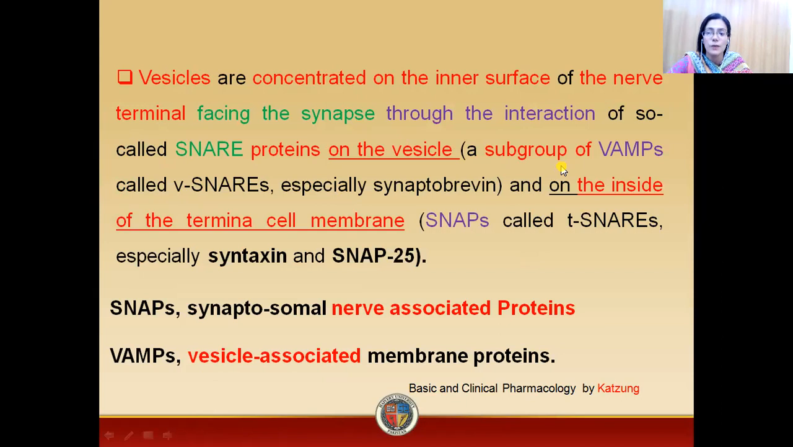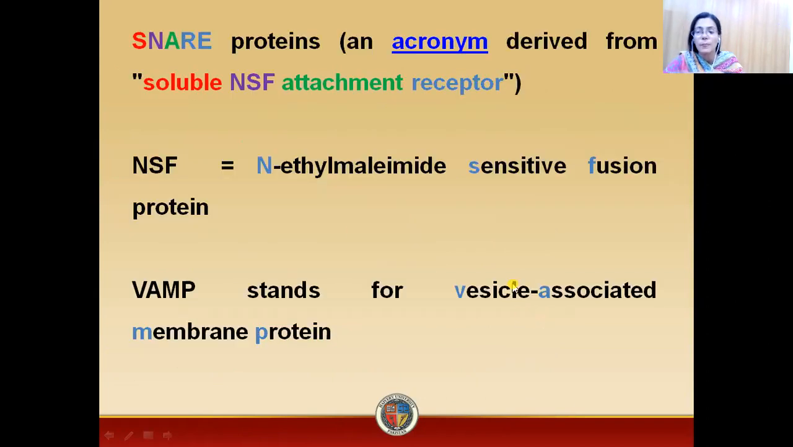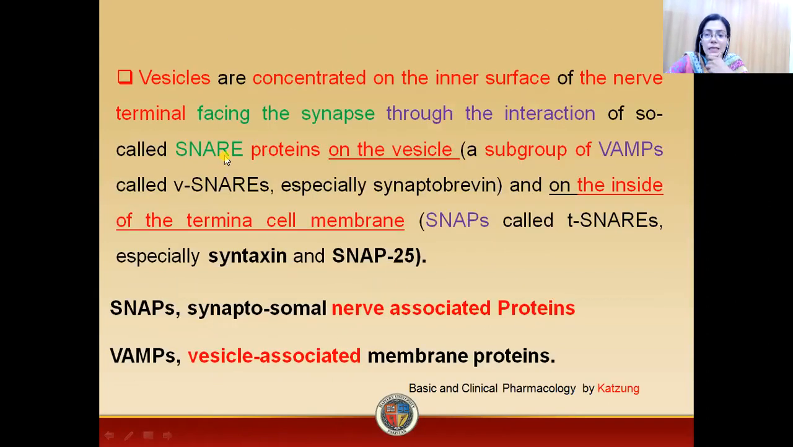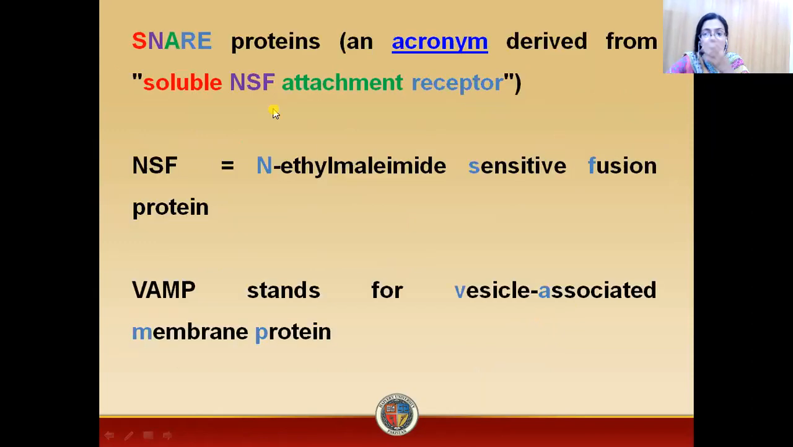The proteins which are present on the vesicle are the VAMP, that is the vesicle associated membrane proteins, and a subgroup of this protein is SNARE, and this protein is on the vesicle. Now the protein that is present on the presynaptic membrane, on the inside of the terminal cell membrane, is the SNAP, that is synaptosomal nerve associated protein.